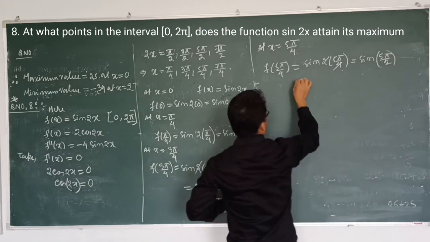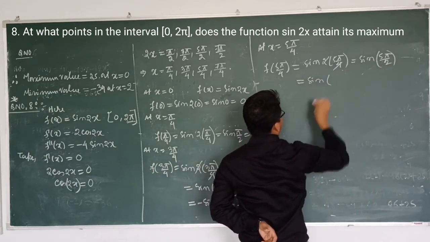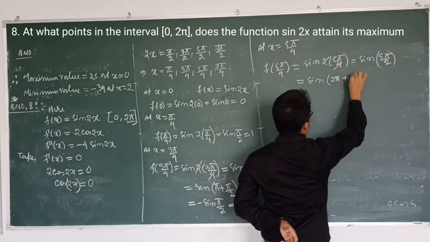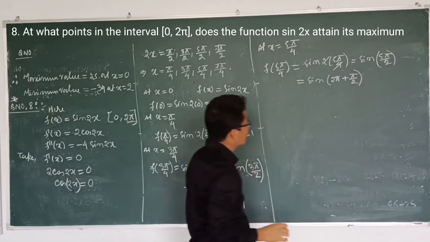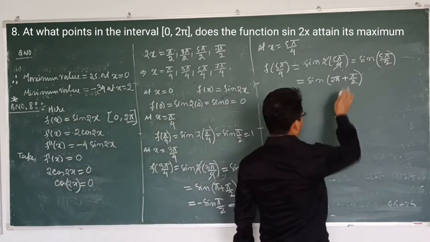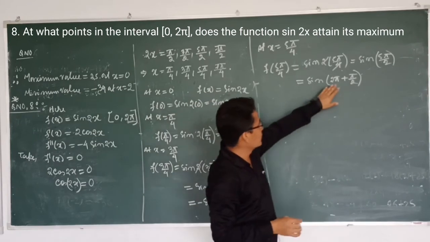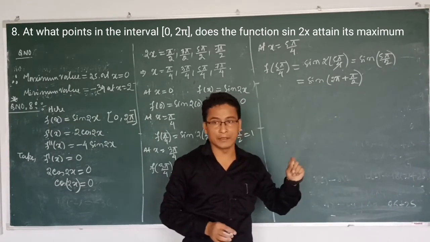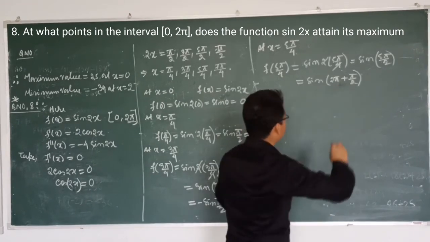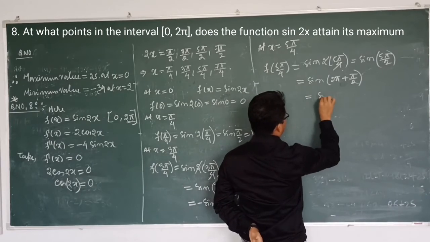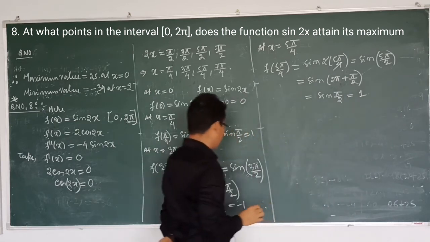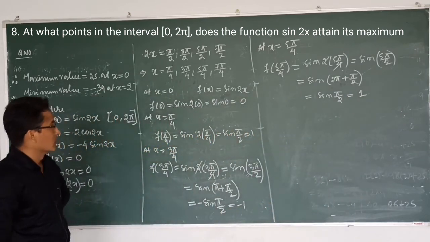Okay, so we convert this again: sine of 2 pi plus pi by 2. 2 pi means, which quadrant does this lie in? This lies in the first quadrant. 2 pi means 360 degrees, and 360 degrees plus means it goes to the first quadrant. That means we will get sine pi by 2. Sine pi by 2 means 1. The value we will get is 1.